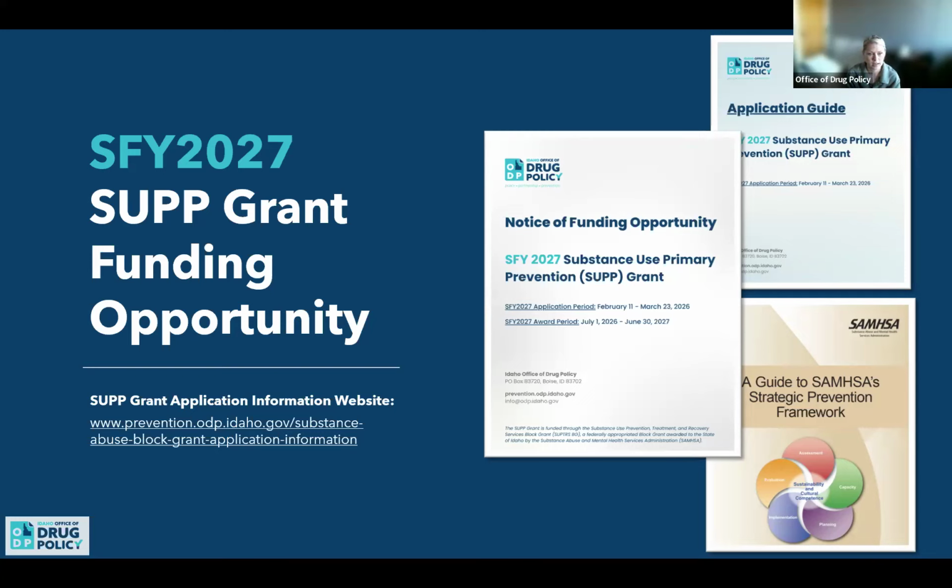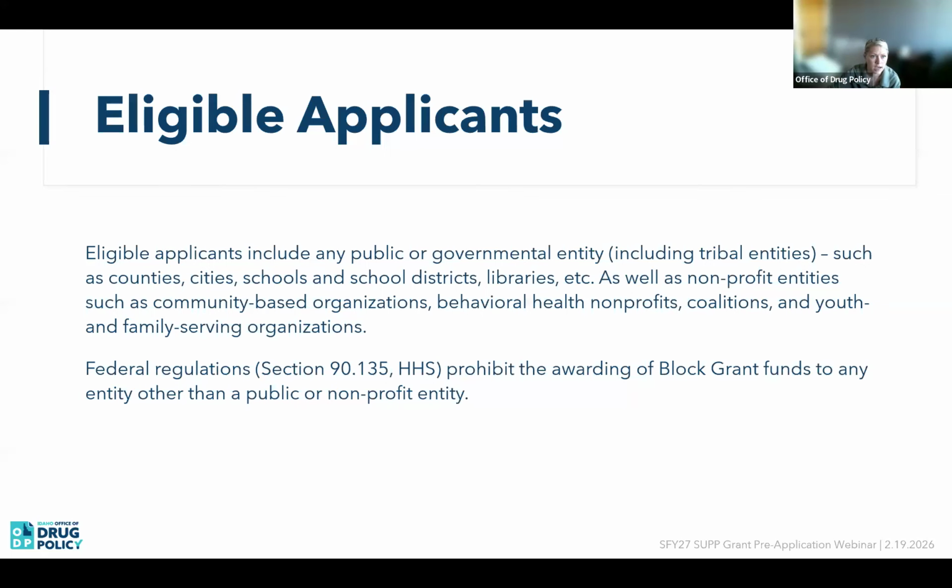The website URL is the same as it's always been. It's prevention.odp.idaho.gov. And then our substance abuse block grant application information webpage, we'll be going to that webpage at the end of the webinar, just to show you where it is and where all these resources are located on it. But that's a little context on that.